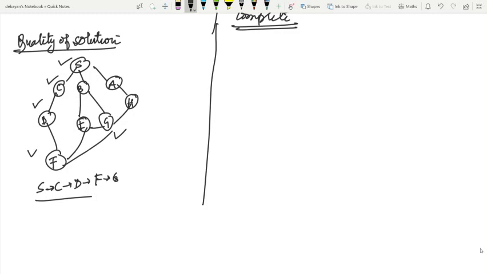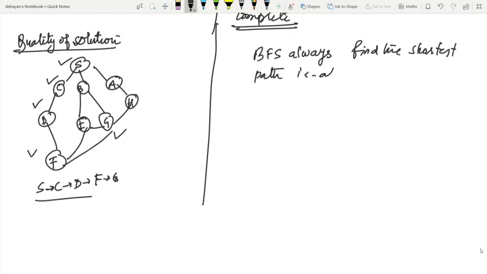But in BFS we are searching all the nodes level by level. So BFS always finds the shortest path, that is, it always guarantees the shortest path.